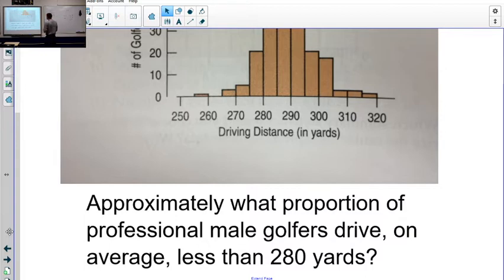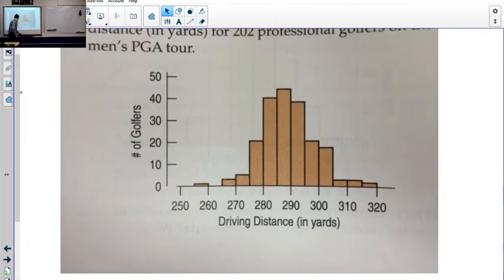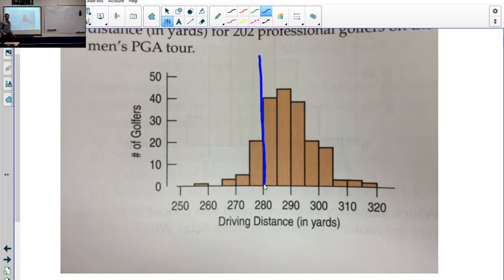Proportion means that we should get a fraction or a decimal. And it's not going to be exact because we have to estimate a little bit, but you should get something relatively close to my answer. Here is 280. And since I want less than 280 yards, I want everything to the left of it. So I want to count everything to the left of it. It looks like there's about 20 in this grid. There's about 5 here, another 3 here, and another 1 here. I get about 29.